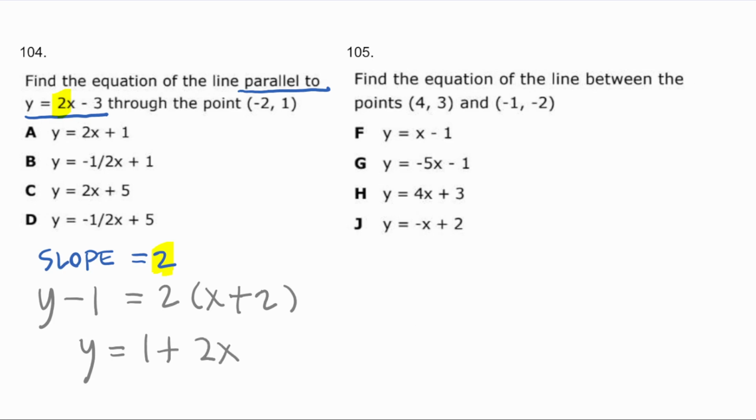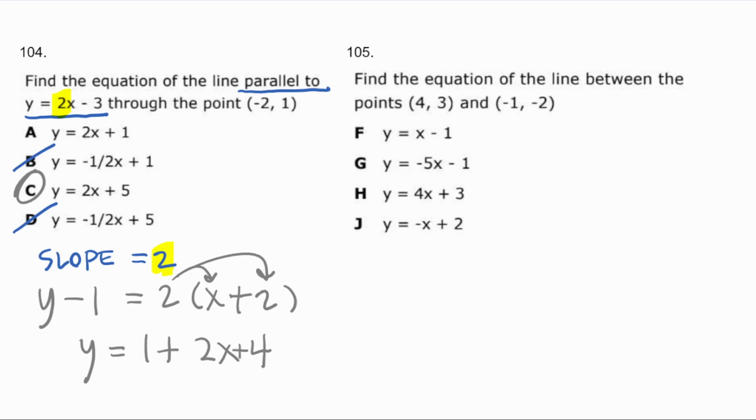I'm going to distribute these and add the 1 across. And so I got 2x plus 5. There it is. I bet there was a better way. If you were doing this on a test, you probably should have started with, oh, okay, well, I know the slope's 2, so I'm going to eliminate these.